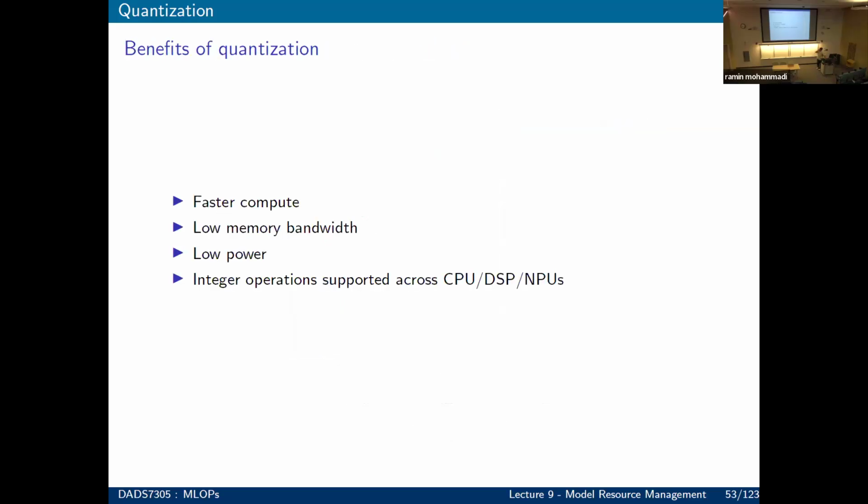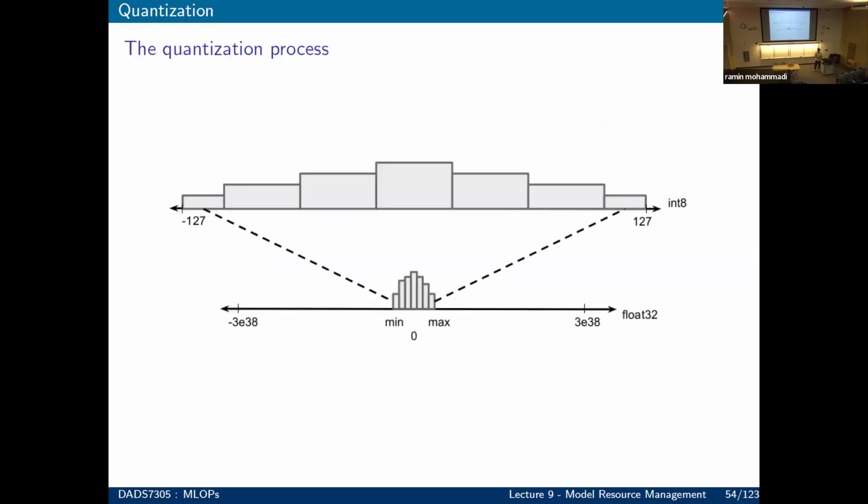So all of this tells you that it has benefits like faster compute, low memory bandwidth, and lower power. It supports CPU, DSP, NPU, TPU. So if you want to work on TPU, you always need to quantize your models. They need to be quantized for TPU. We work especially with what Google provides.